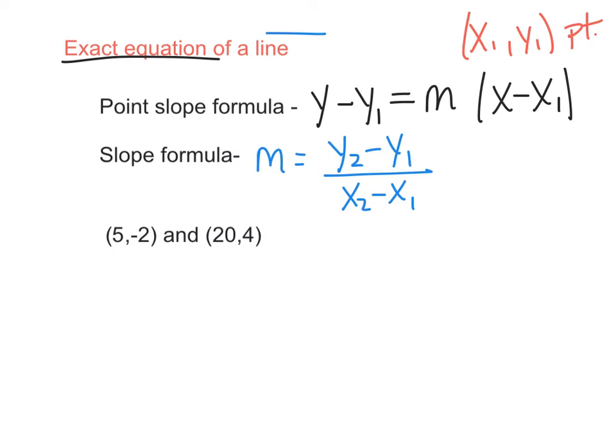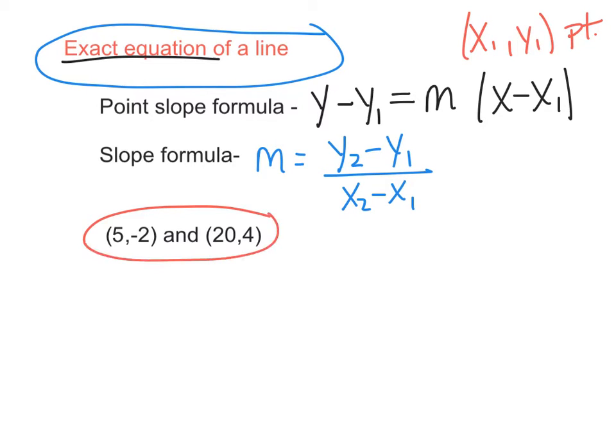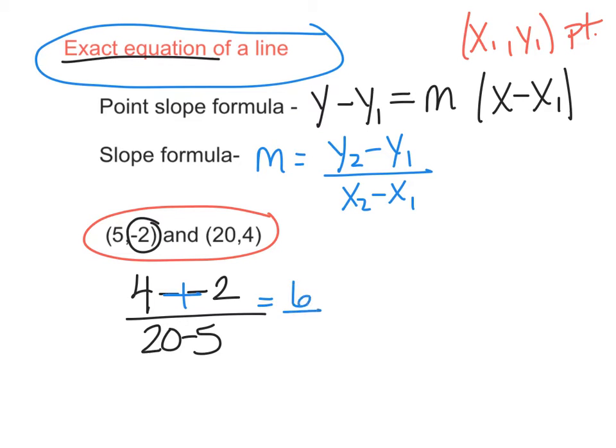Okay, now again, this is getting me the exact equation. So let's go ahead and practice with an exact equation. I need to first find the slope between these 2 points. So I'm simply going to say 4 minus, now be careful here, it's a negative 2 all over 20 minus 5. Now, of course, those 2 negatives touching is going to make a positive, so I'm going to go with 6/15. Now, you can always reduce that if possible. Those are both divisible by 3, so in fact, I'm going to call that 2/5.